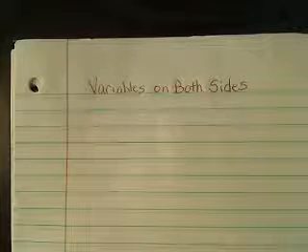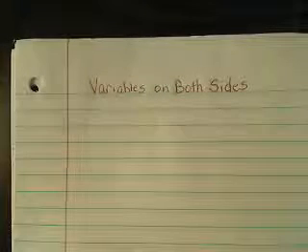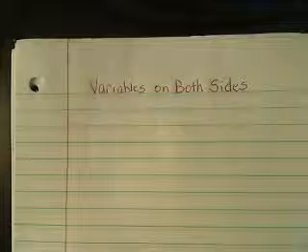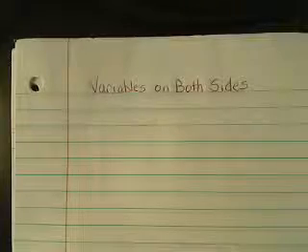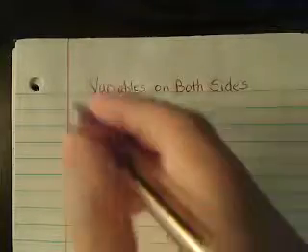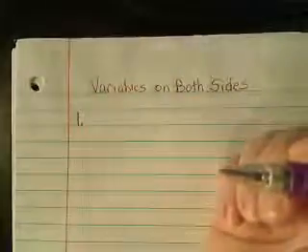All right, we are now going to work on solving equations that have a variable on both sides of the equal sign. On the paper that I gave you, we're going to write down next to steps to solve. We're going to put steps 1, 2, 3, and 4. So step 1 is going to be distribute.